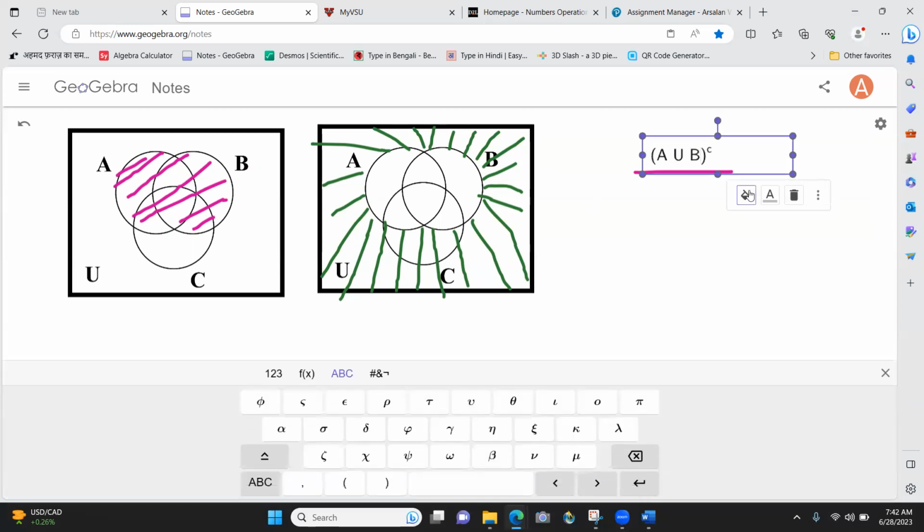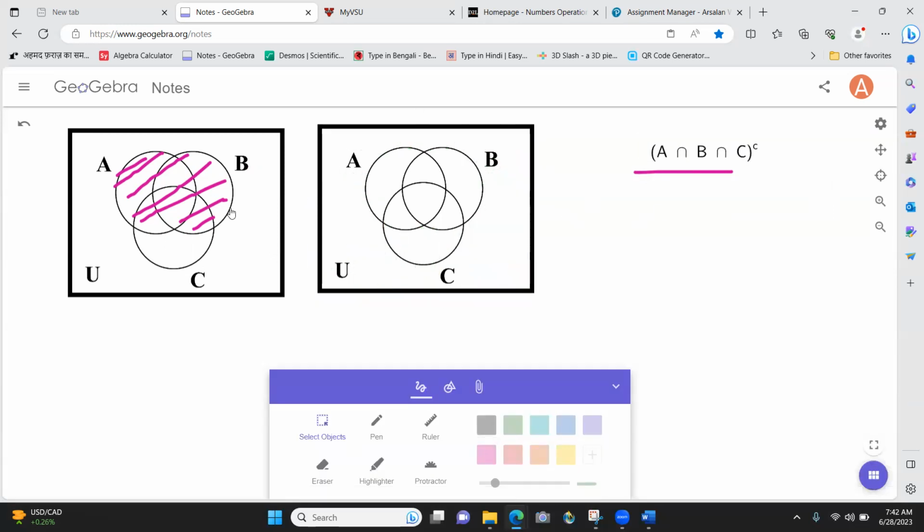How about this? A intersection B intersection C, and the complement of that. Right. I'm going to do it in two stages. I'm going to first find A intersection B intersection C, which is this little triangle, so to speak. Okay. But I want the complement. Now, my answer is going to be in pink. This is going to be my answer. It's going to be everything in the rectangle except for that triangle.